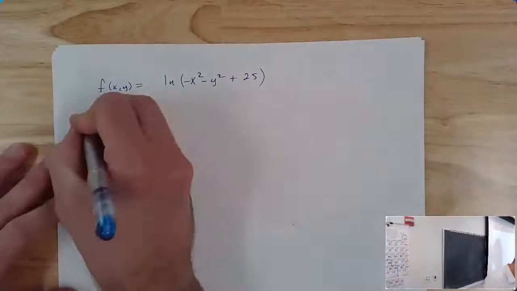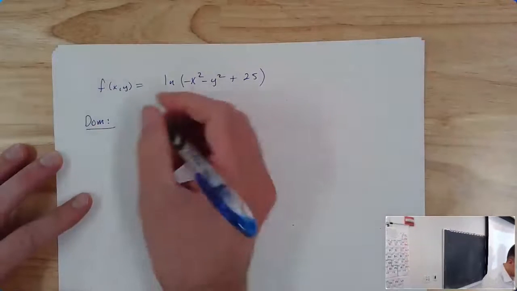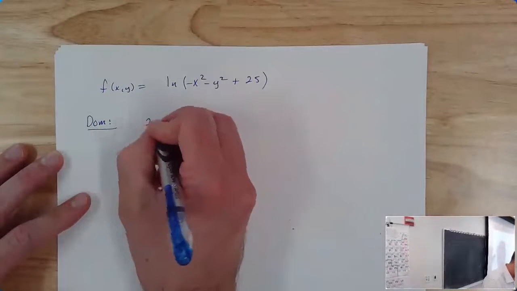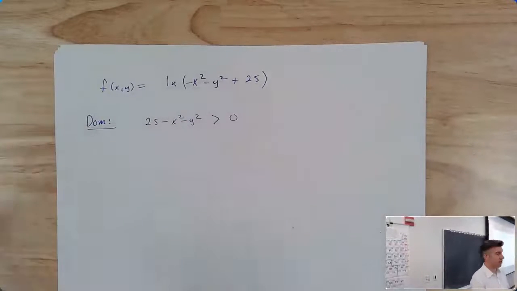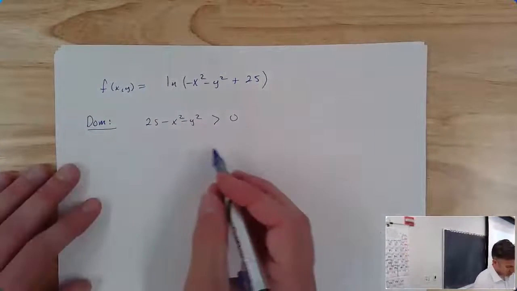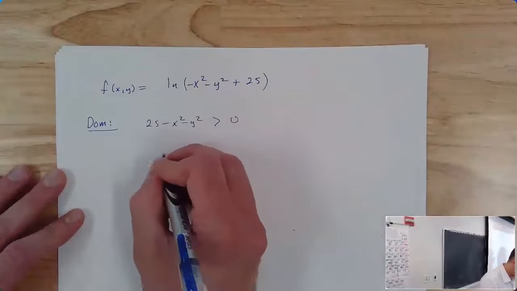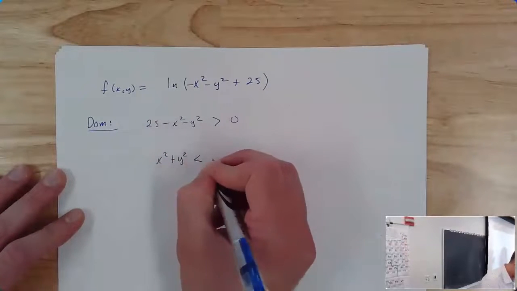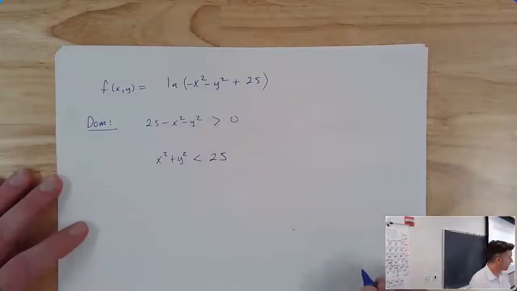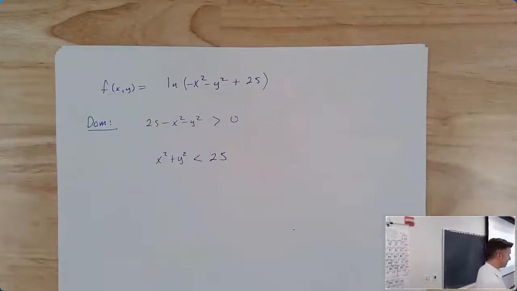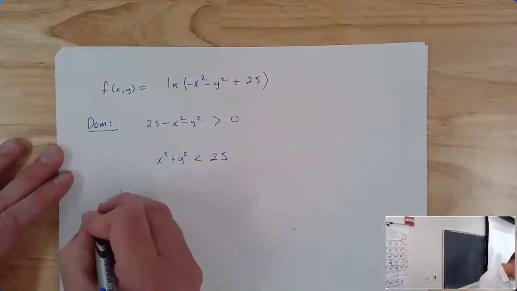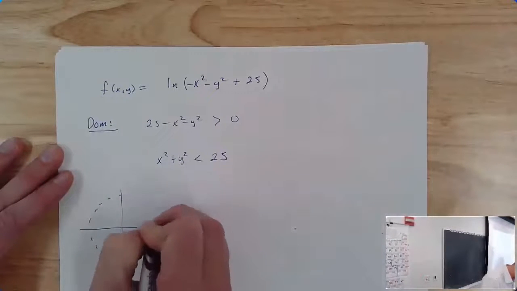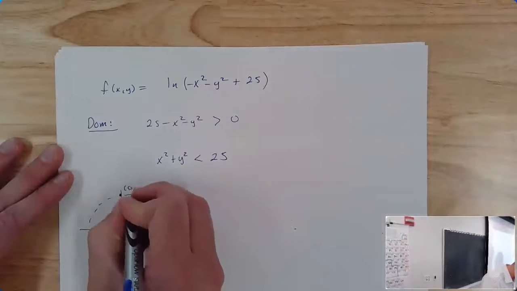So here, the domain is not terrible. 25 minus x squared minus y squared has to be greater than 0 because you can't take the log of 0 or negative. So we isolate x squared and y squared, and we get x squared plus y squared less than 25. That's everything inside the circle of radius 5, not including the border. If you're going to graph it, it looks like this. You draw your circle dashed. It's got a radius of 5.